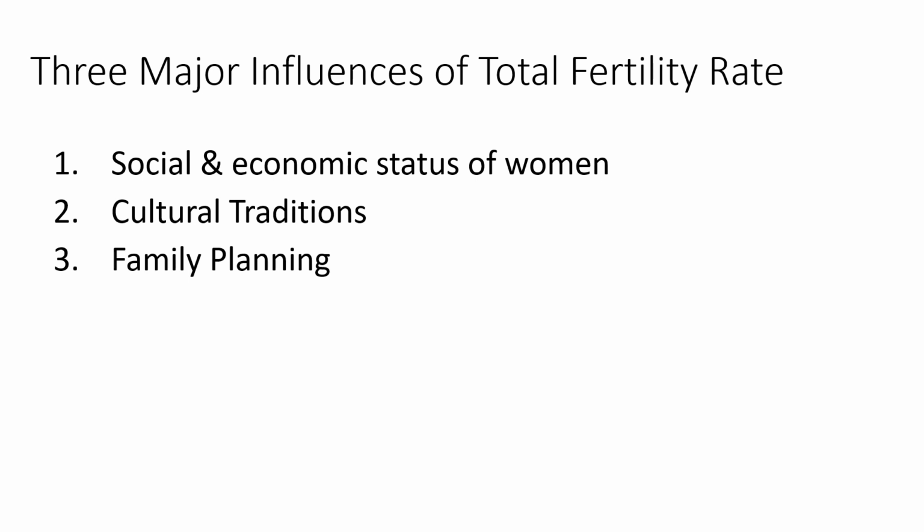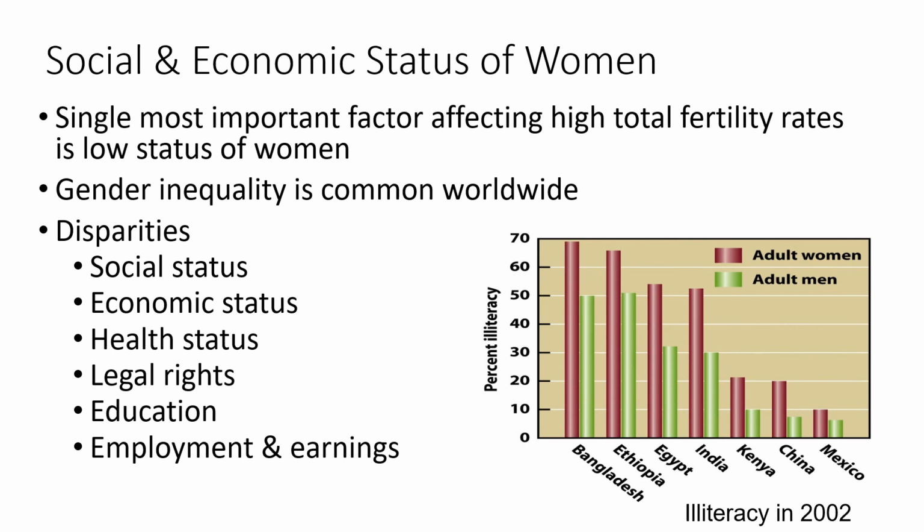And so there are three things that really influence total fertility rate. We're going to go through each one. So social and economic status of women, cultural traditions, and family planning. Social and economic status of women is the single most important factor that affects fertility rates. So women that have lower status in their countries are going to have a very high fertility rate.